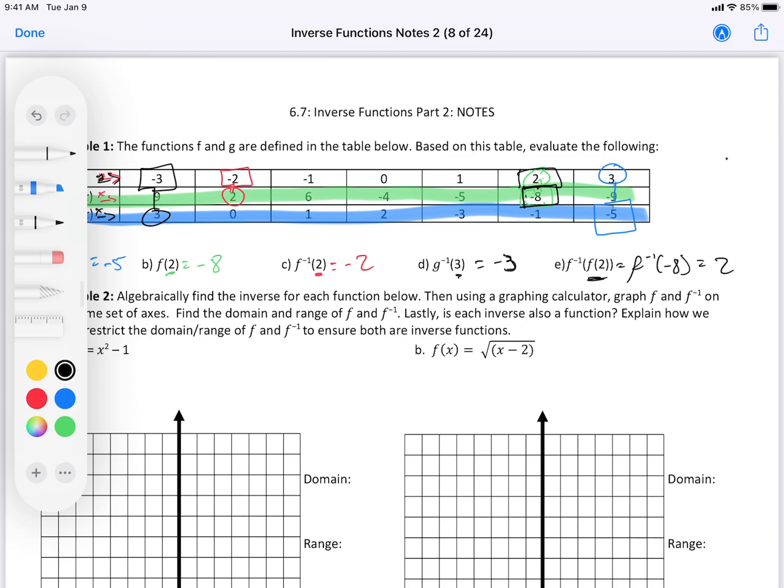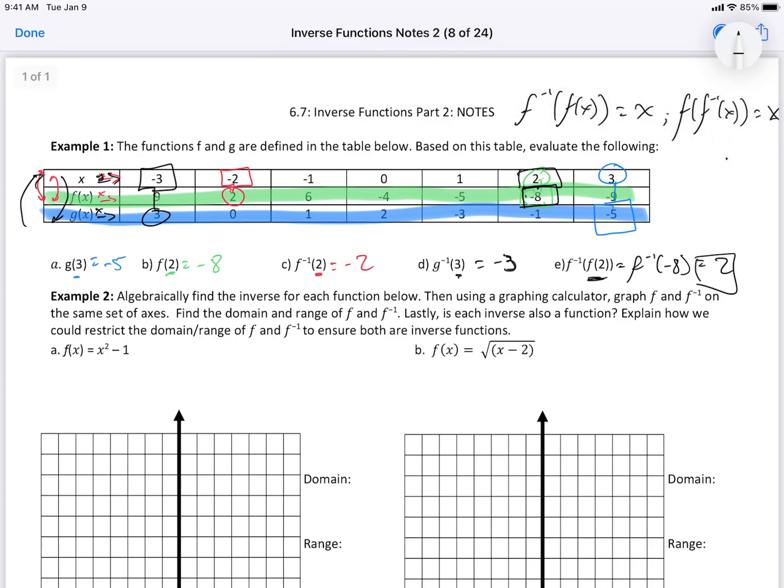okay? Remember, this kind of goes along the lines of that idea, right, of if they're inverses, f inverse of f of x should equal x, as well as f of f inverse of x will equal x if they are true inverses. Okay? And so this table just kind of exemplifies that.